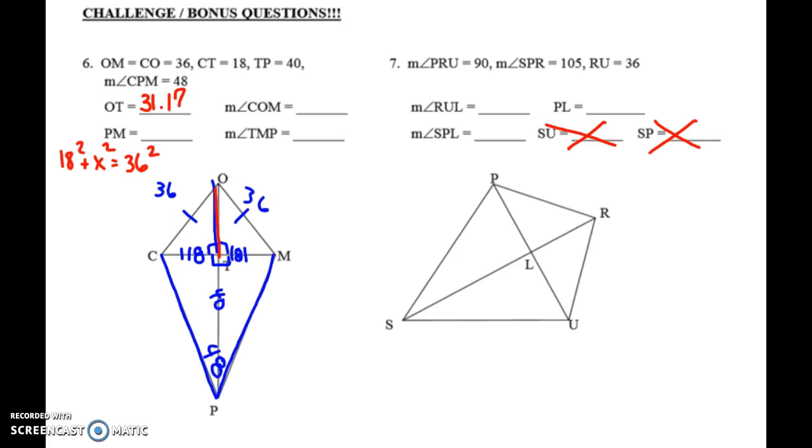Yep. Okay. And then for PM, this one right here, I can also do Pythagorean theorem. It would have been 18 squared plus 40 squared equals c squared. And what did you get when you worked that one out? 43.86. Everybody agree? Okay.